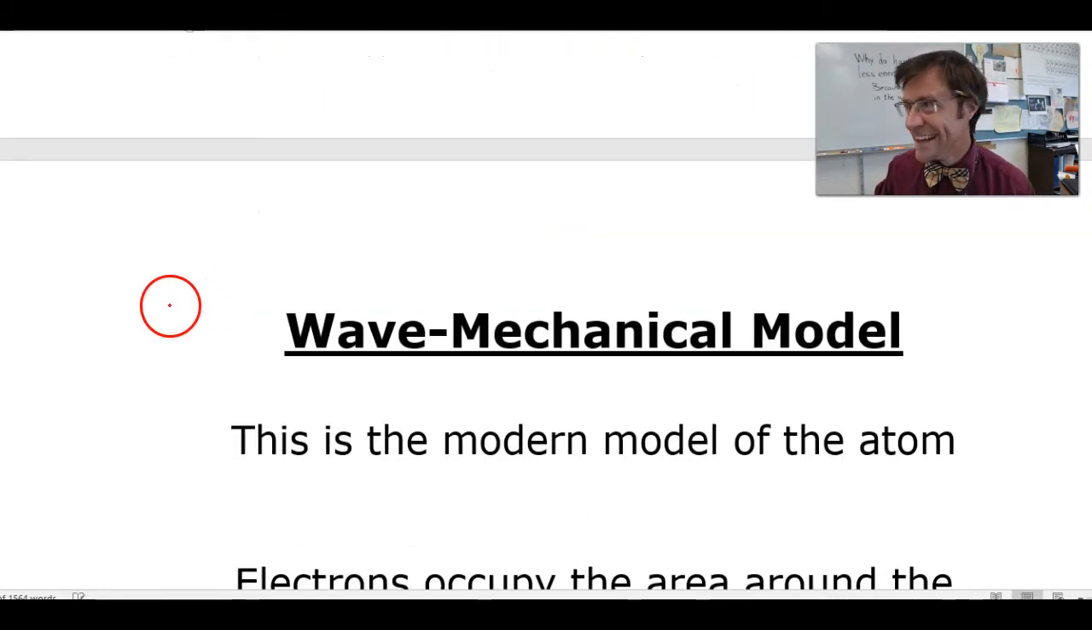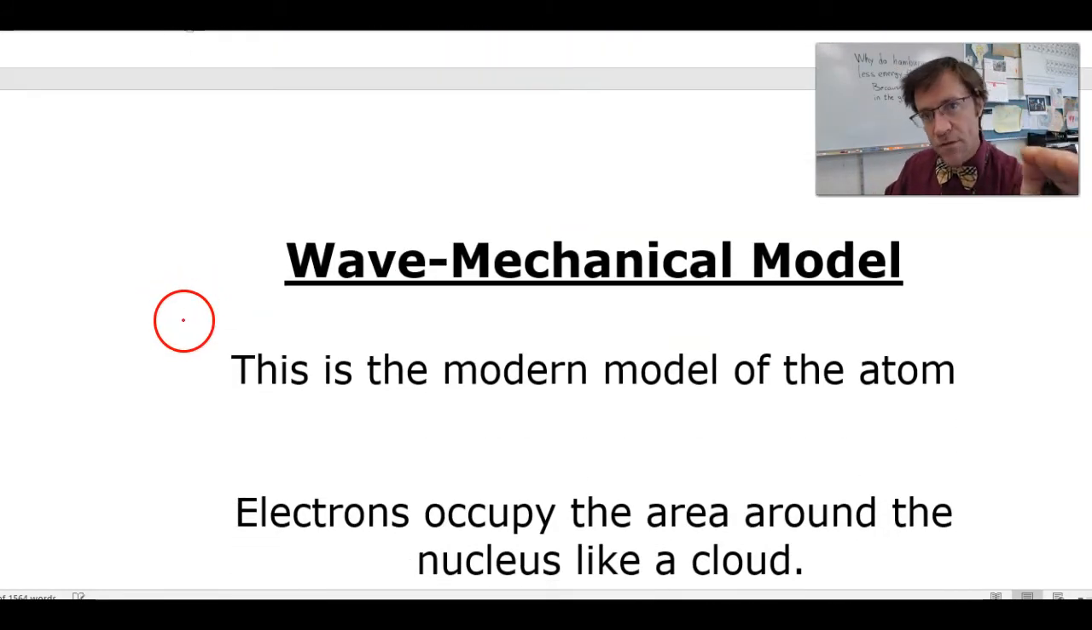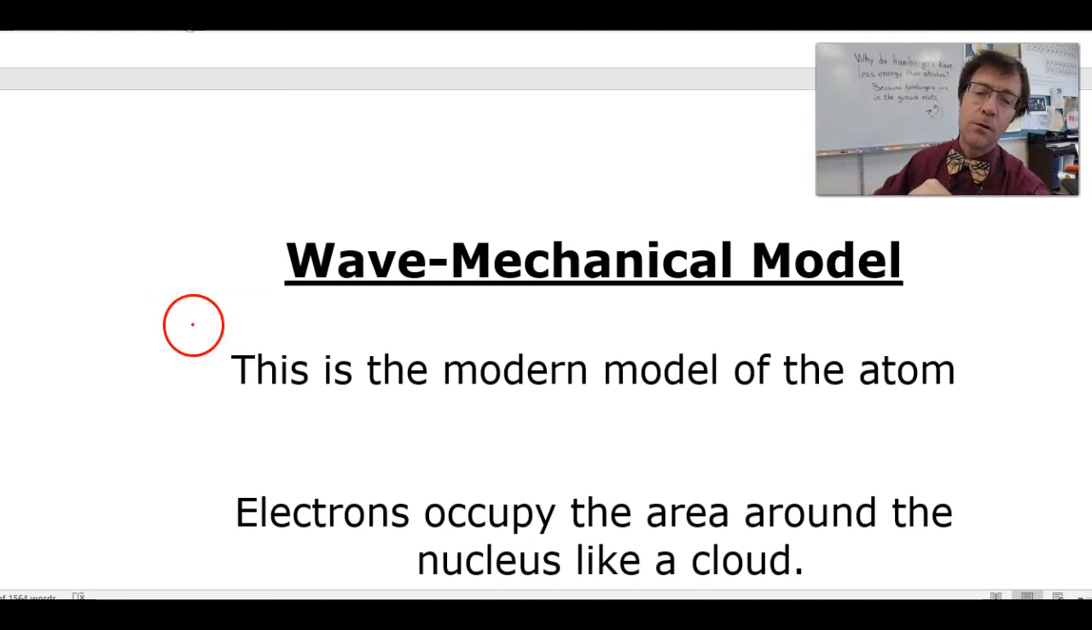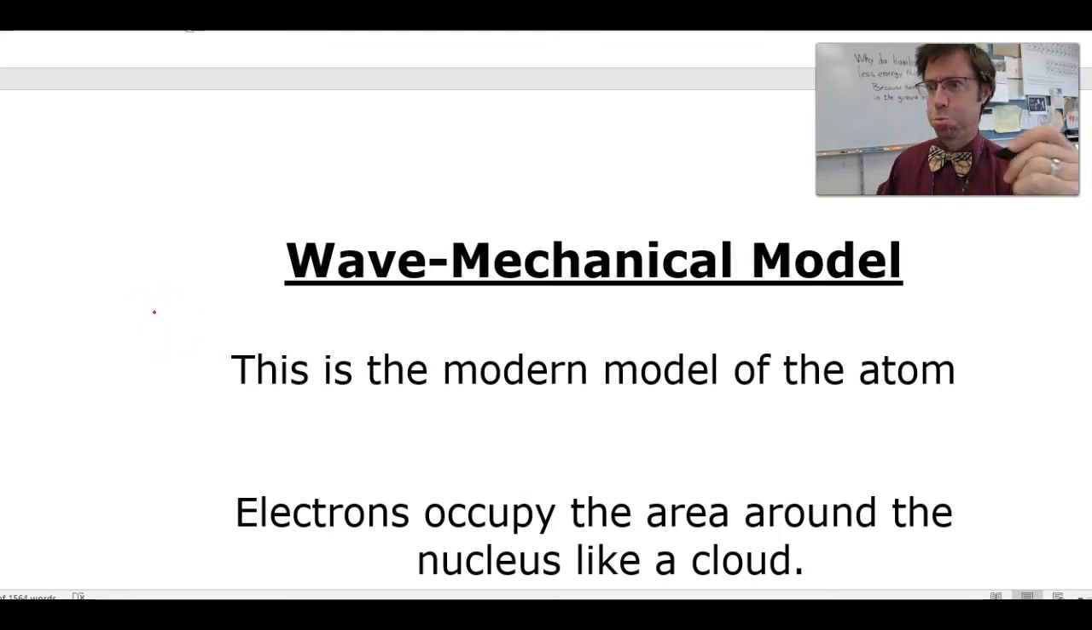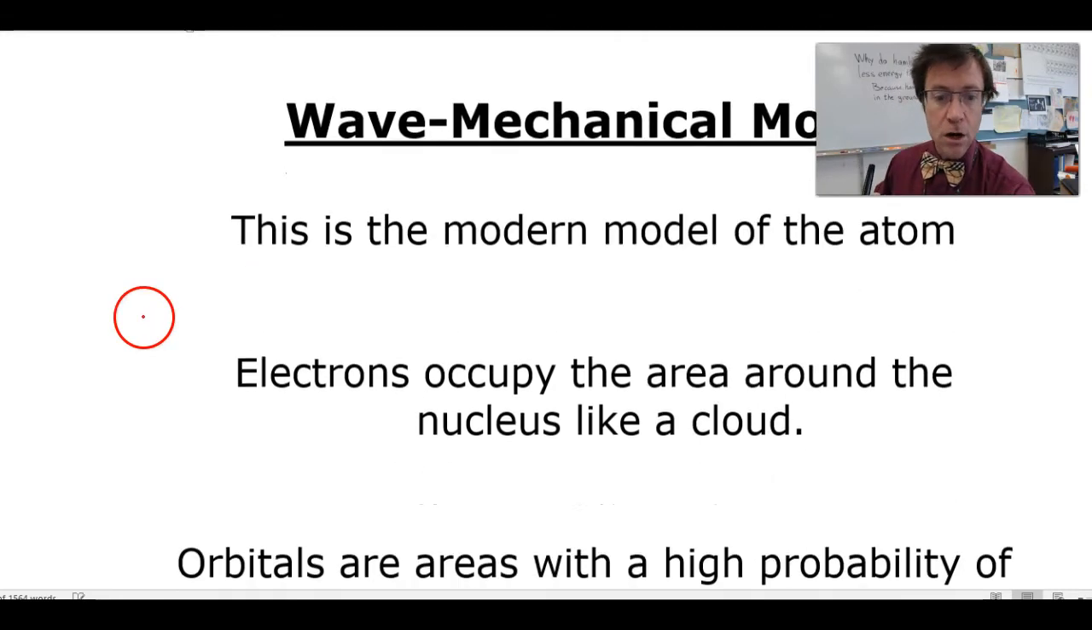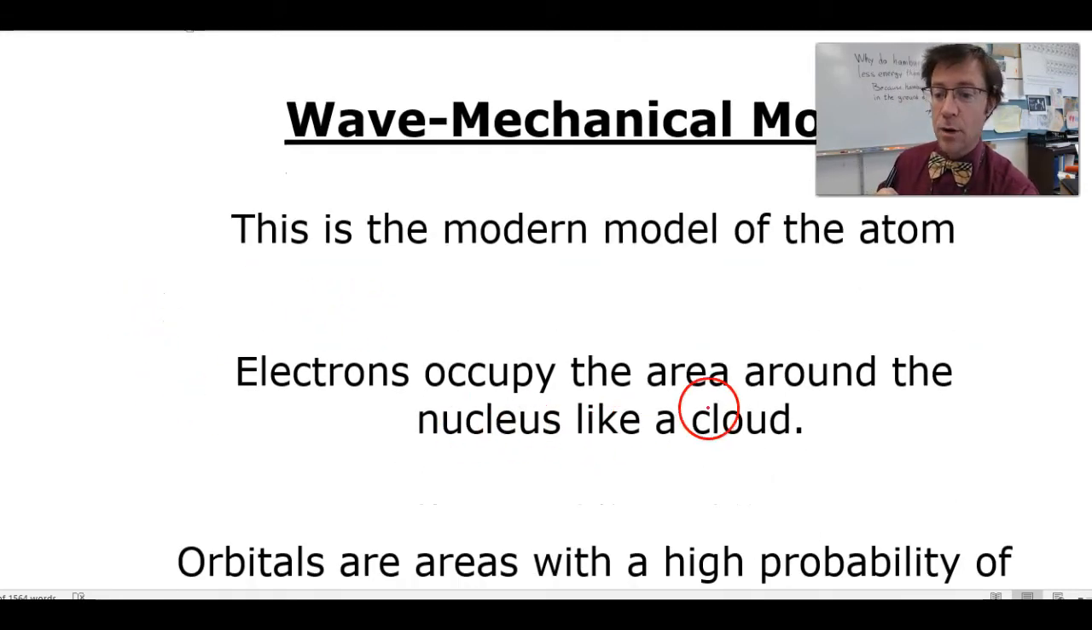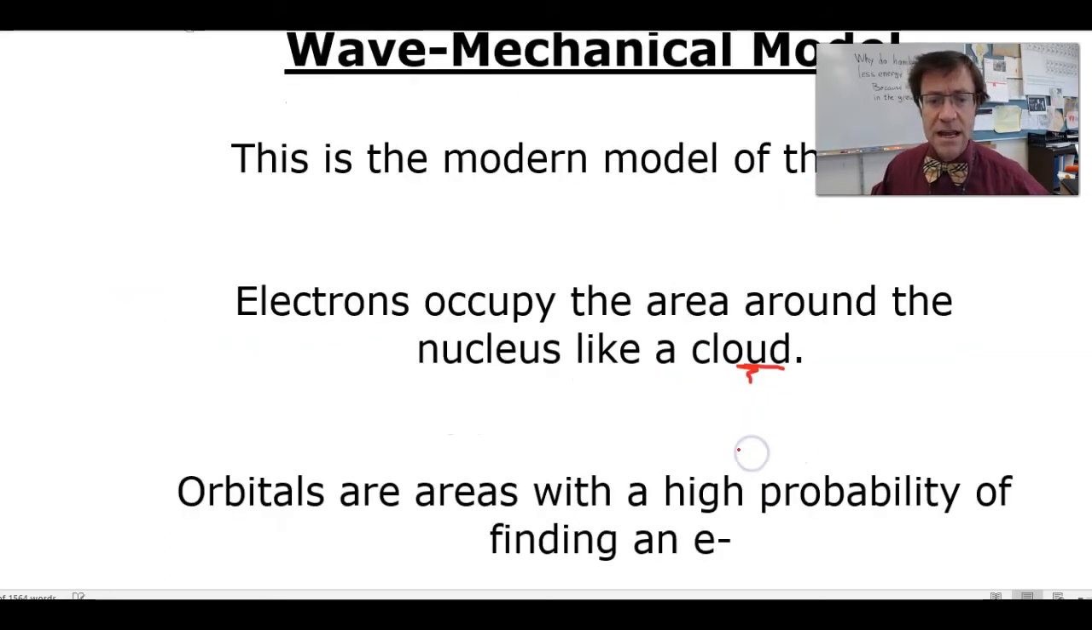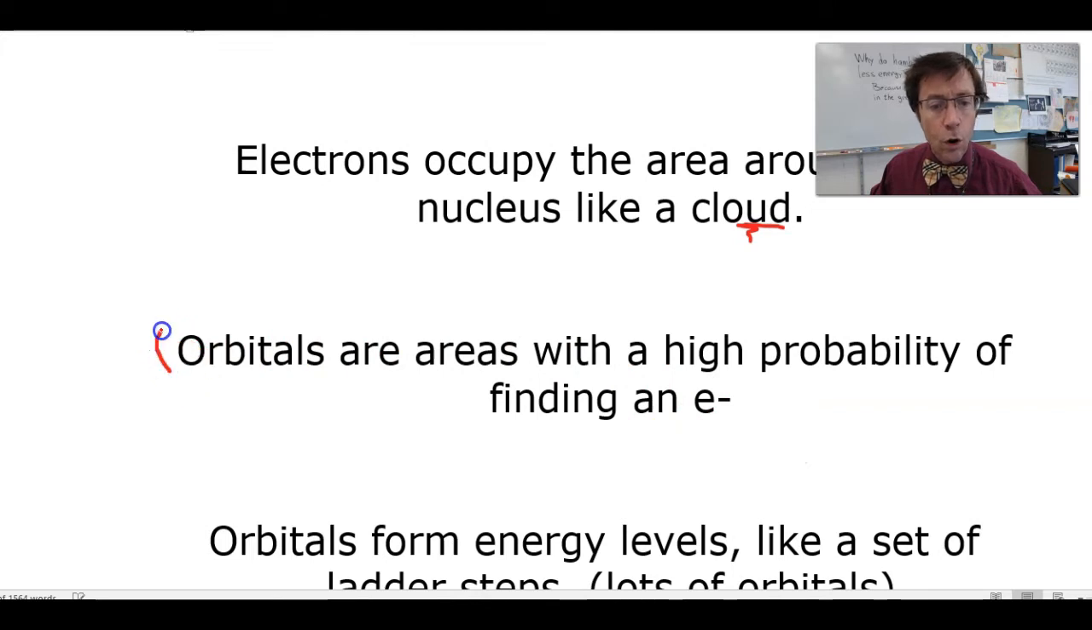All right, so that leaves us with a review of the wave mechanical model and how electrons behave inside of it when they interact with light. Here we go. Wave mechanical model. It's the modern model of the atom, but you already know that. Electrons occupy the area around the nucleus like a cloud. We already went over this, right? And that cloud is called orbitals.